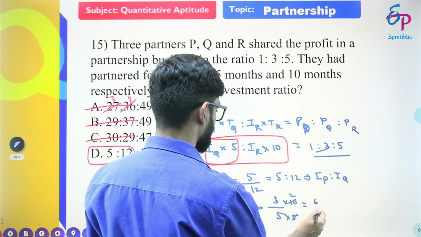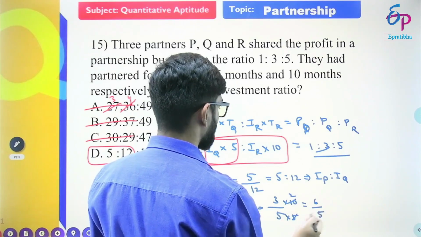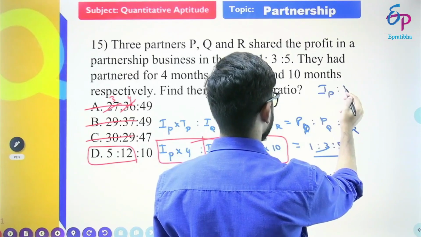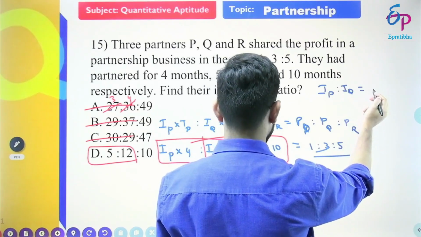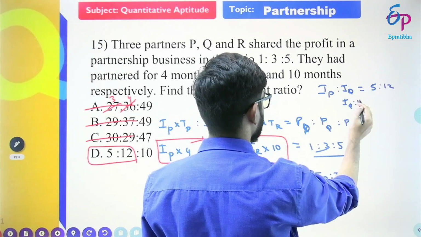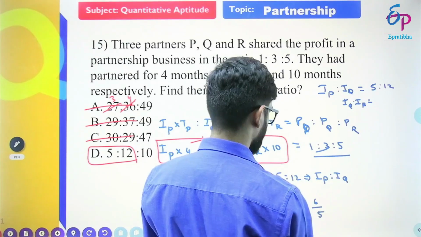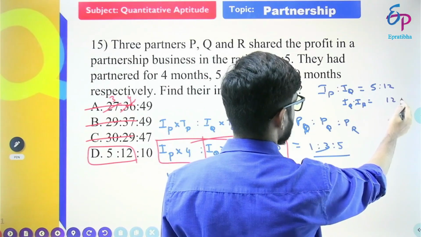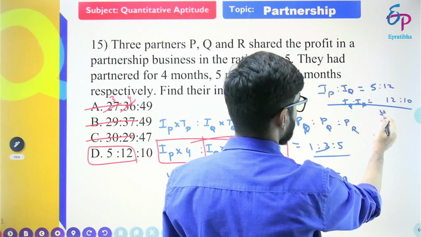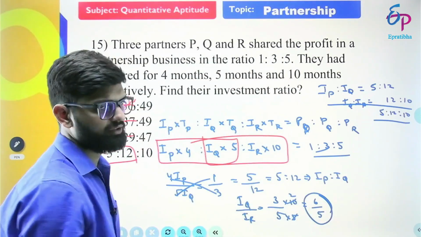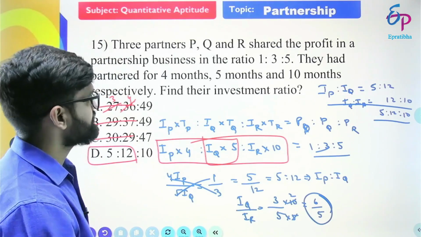This is 6 by 5. But we do know, right? I am writing here: investment of P is to investment of Q, I got it as 5 is to 12. Investment of Q is to investment of R is equal to 6 is to 5. 6 is to 5 can be written as 12 is to 10. So the answer is 5 is to 12 is to 10. But this much is also not needed.